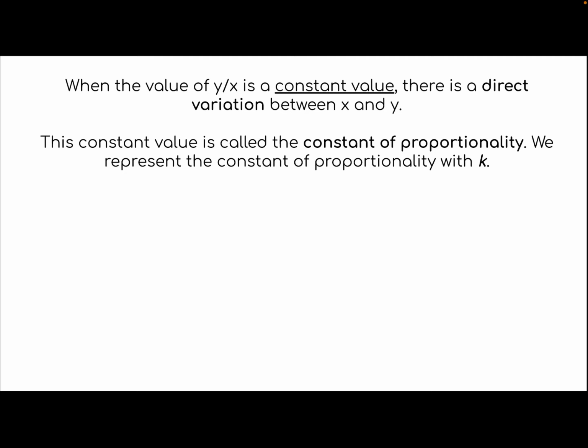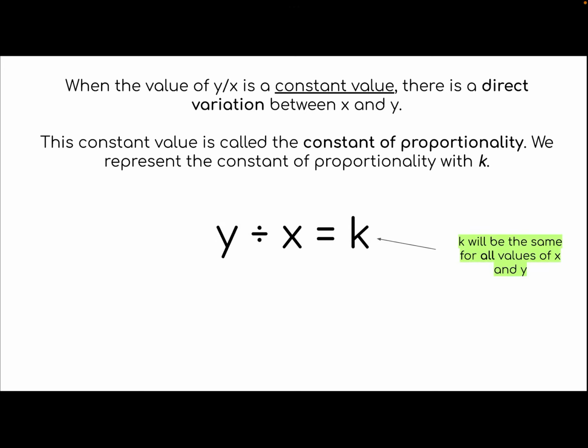This constant value has a name, and we're going to call that the constant of proportionality. We represent the constant of proportionality with the letter K. So y divided by x equals K. And K will always be the same for all values of x and y. So when we took our number of hats and divided it by the number of minutes, we always got 20. So in our last example, our K value was 20.